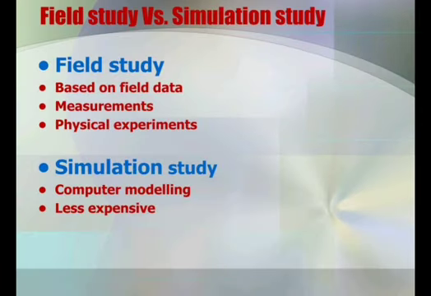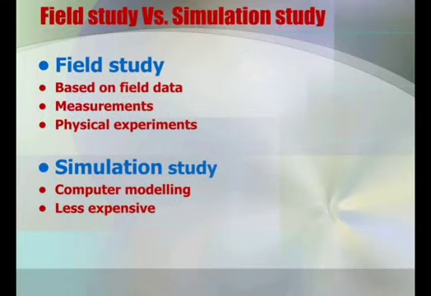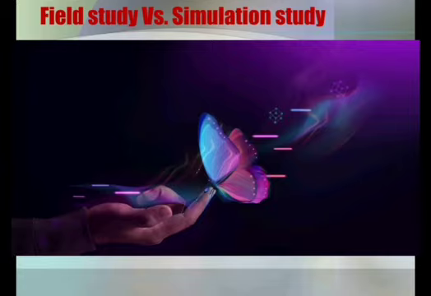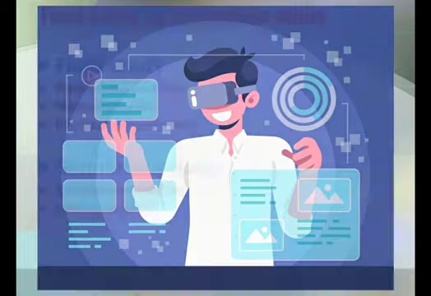This slide compares field studies and simulation studies. Field studies are based on real field data, physical measurements, and practical experiments. They provide realistic information from actual environments. Simulation studies use computer modeling techniques to study systems virtually. Simulation methods are generally less expensive and help researchers test different conditions efficiently.